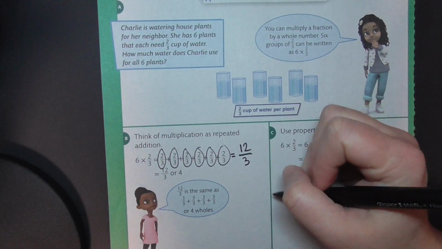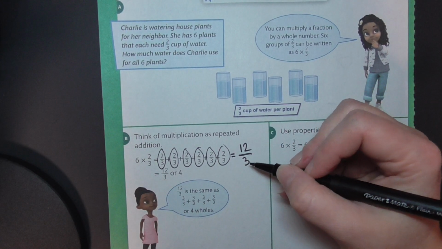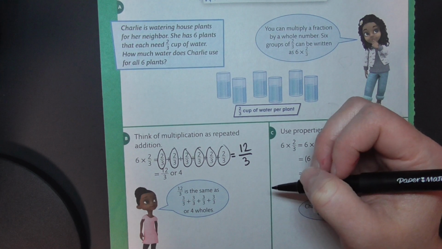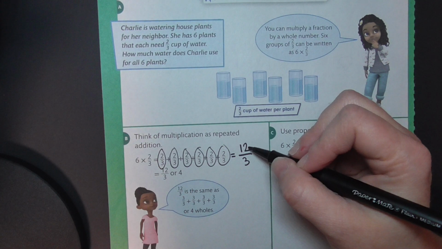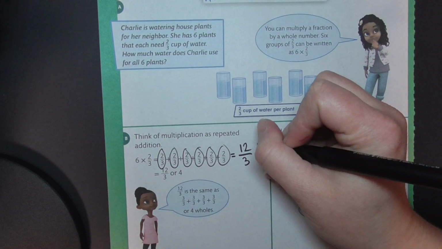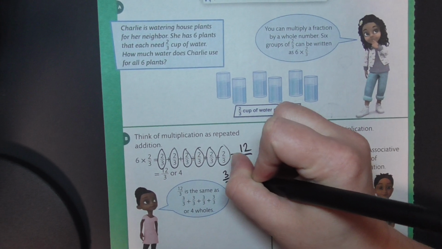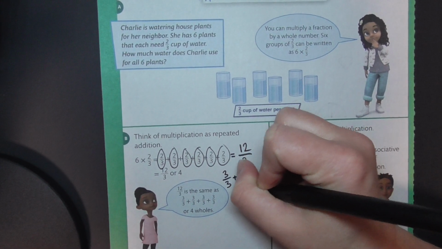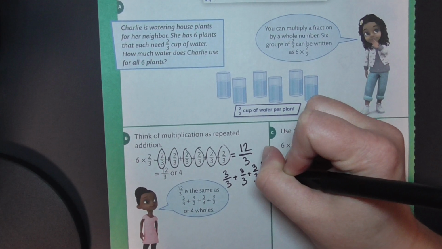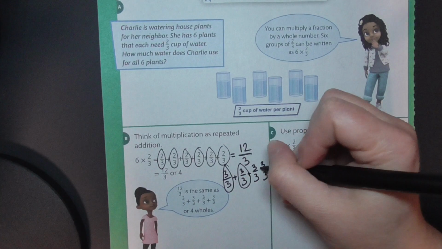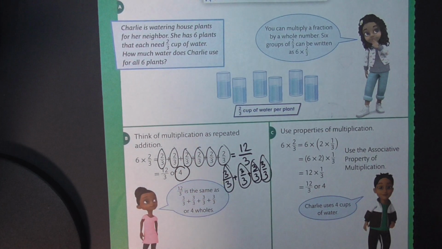Because if we pull out our wholes, remember a whole for this fraction right here, because the 3 is on the bottom, would be 3/3. So we have 4 3s in 12. So this is really 3/3, 3/3, 3/3, and 3/3. So we have 4 wholes, which is how they got that 4 right there.